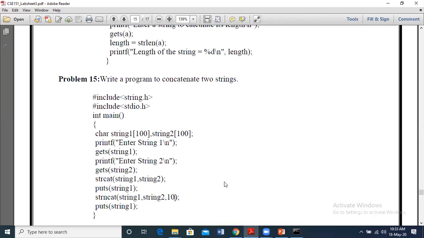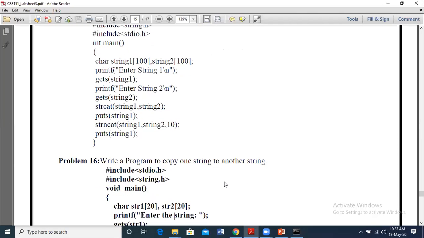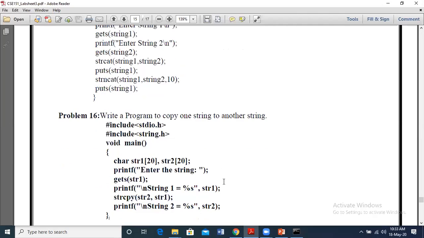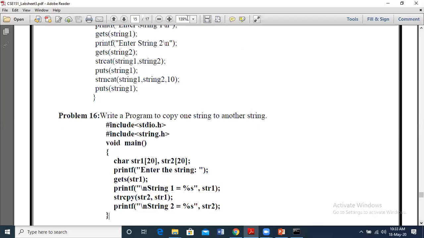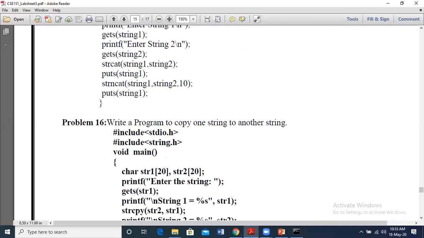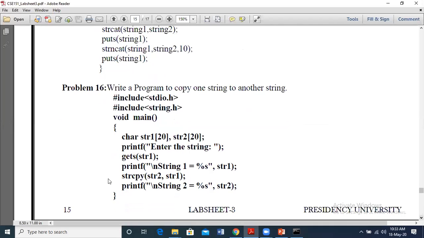So this is concatenation of 2 strings, right? Next, we will see how to copy one string to another, using strcpy. Problem number 16, to copy one string to another. Here we are declaring str1, the first string of 20, and str2 of 20. In this case, we are taking only one input.